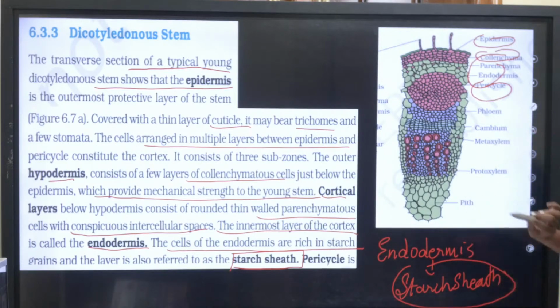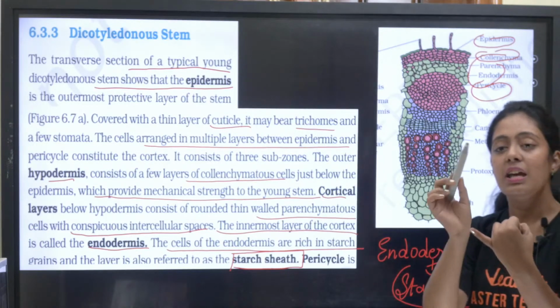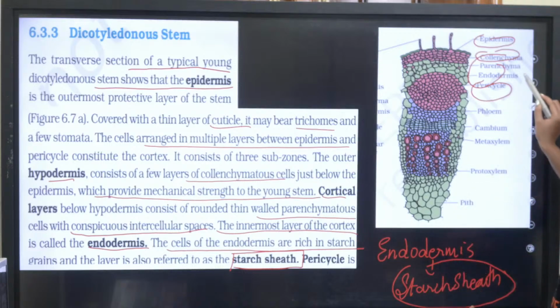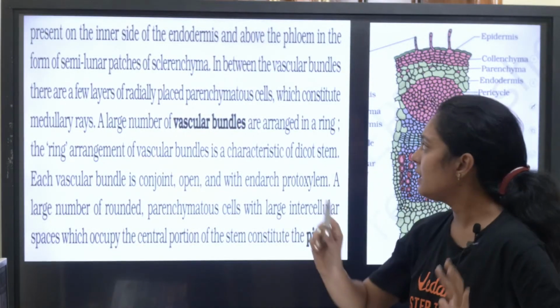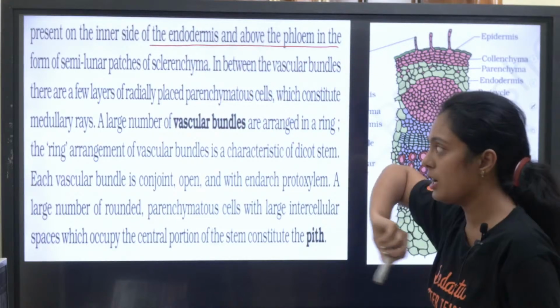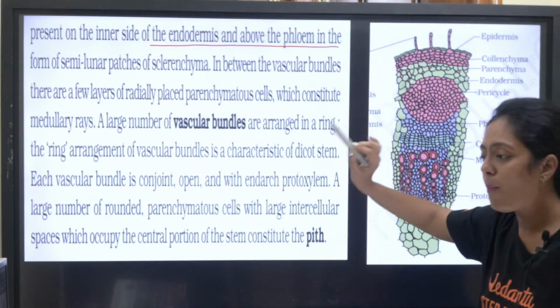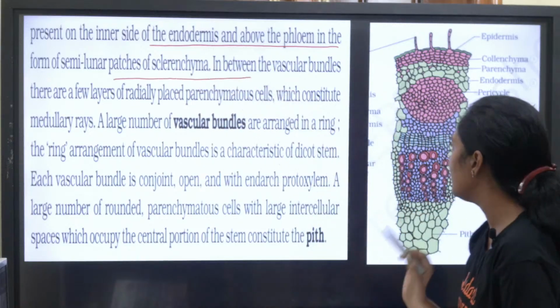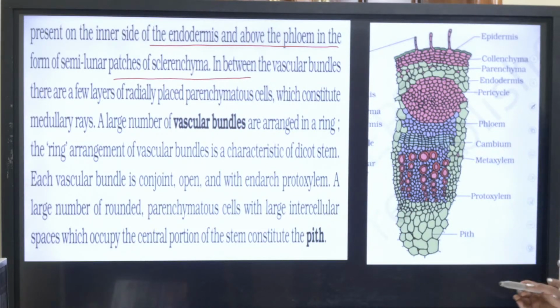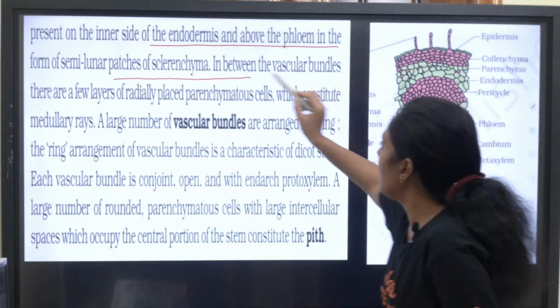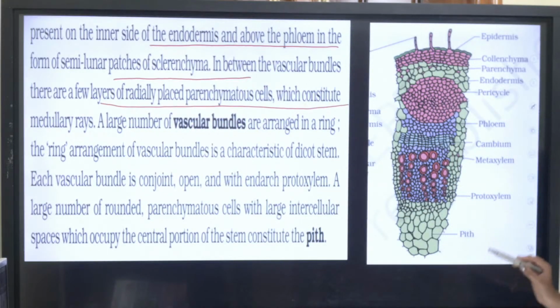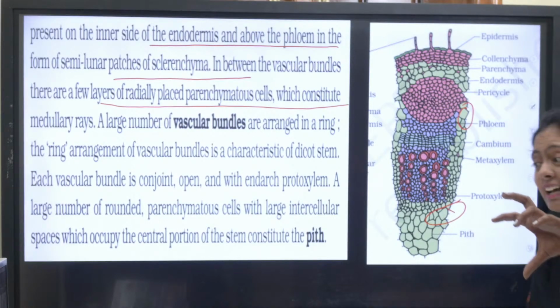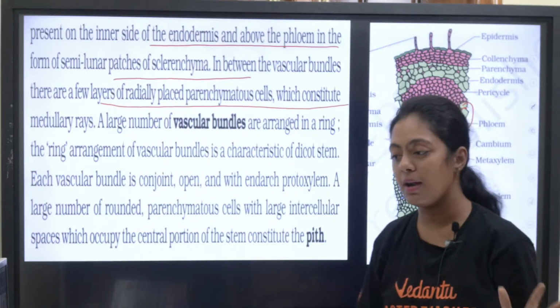Now let's move on to the pericycle. What have we finished? Epidermis, hypodermis, and now the pericycle. What is this pericycle? It is present on the inner side of the endodermis and above the phloem in the form of semilunar patches of sclerenchyma. Here and there you can see a little sclerenchyma. In between the vascular bundles there are a few layers of parenchymatous cells. All the green cells shown there are parenchymatous.